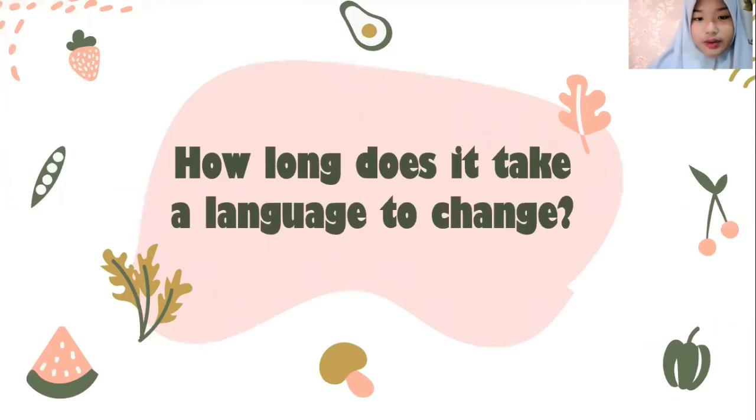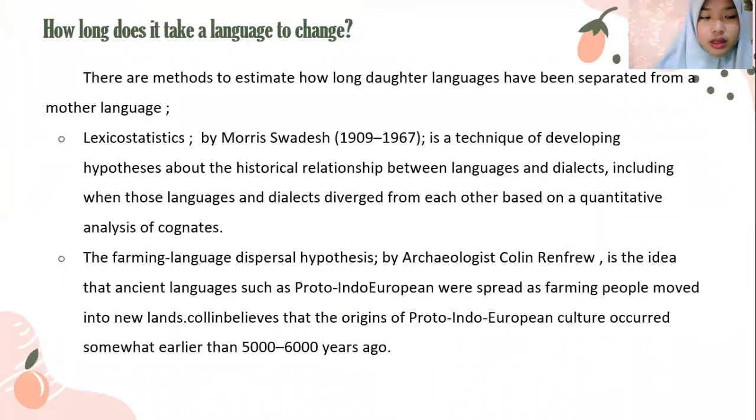How long does it take a language to change? There are methods to estimate how long languages have been separated from a mother language. Lexicostatistics, by Morris Swadesh, 1909 to 1967, is a technique of developing hypotheses about the historical relationship between languages and dialects, including when those languages and dialects diverge from each other, based on a quantitative analysis of cognates.